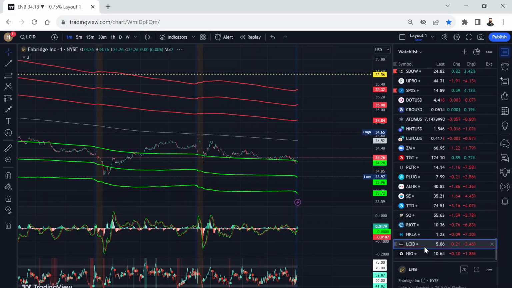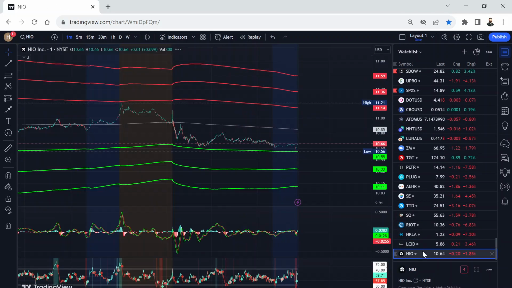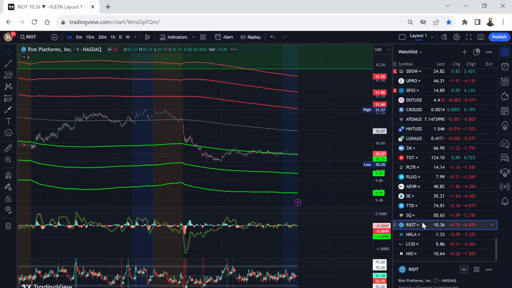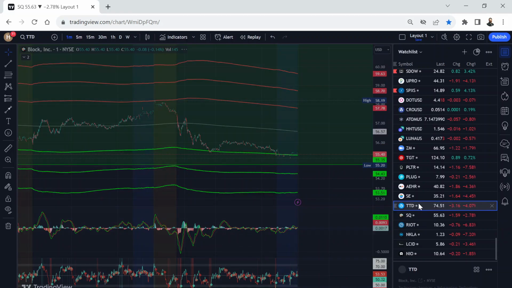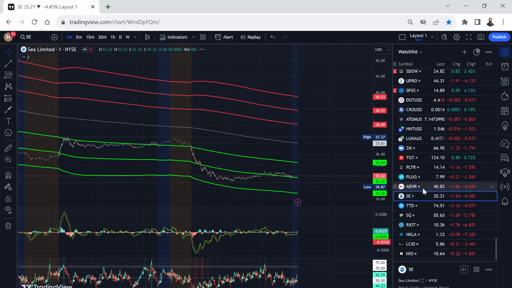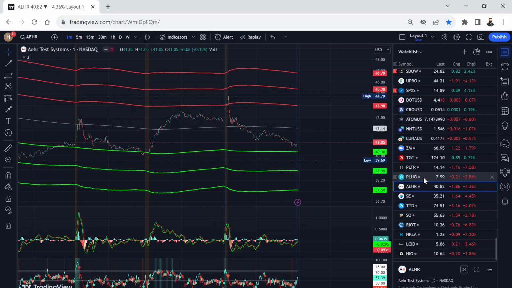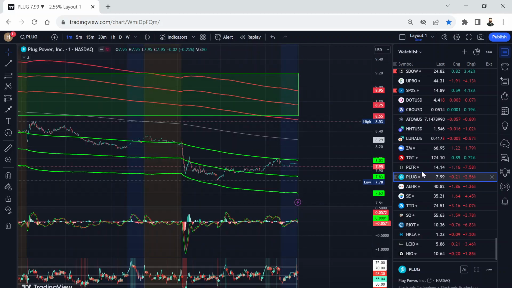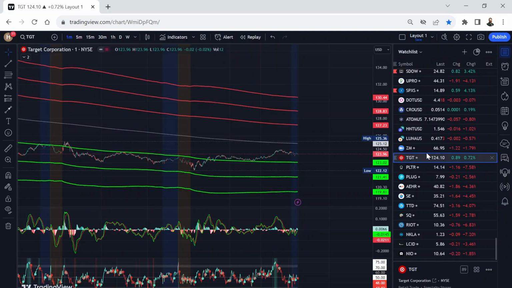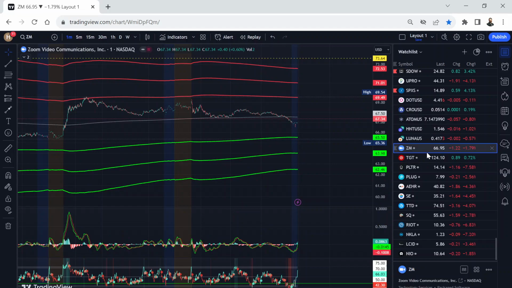Let's look at some growth stocks. Lucid in the buy zone. NEO buy zone. Nikola in the buy zone. Riot in the buy zone. Square in the buy zone. TTD near buy zone. SE in the buy zone. AEHR in the buy zone. Plug in the buy zone. Palantir down 7% in the buy zone. Target above buy zone. Zoom is in the above buy zone as well.